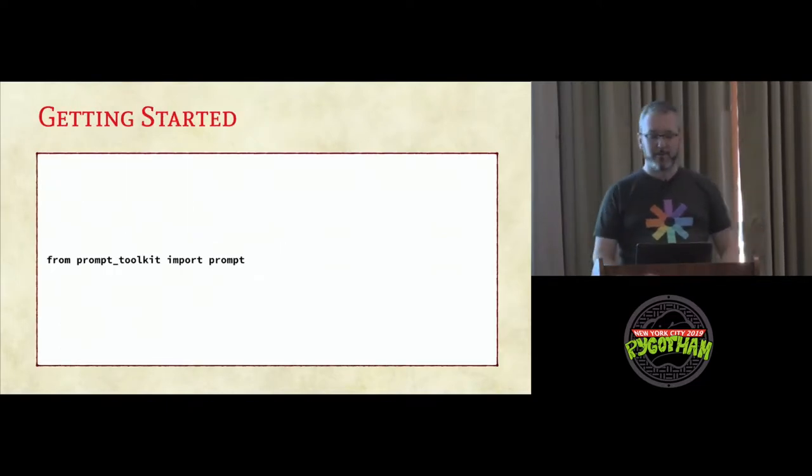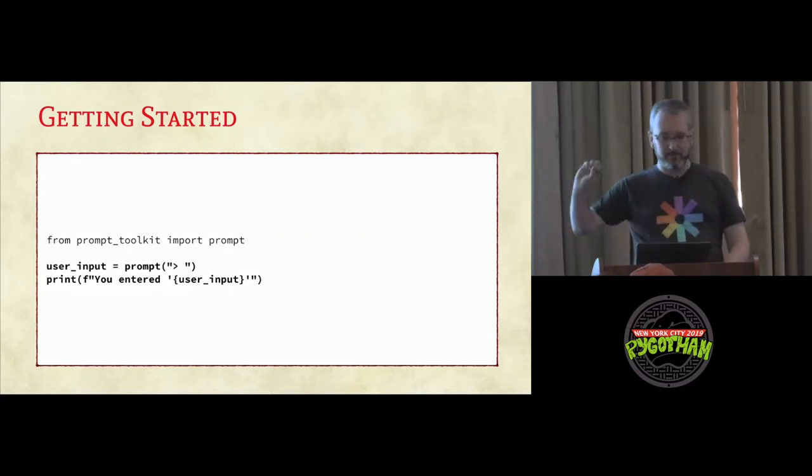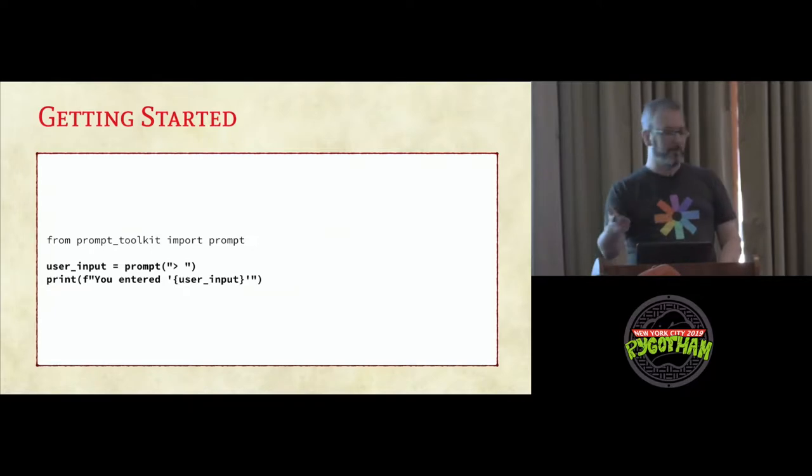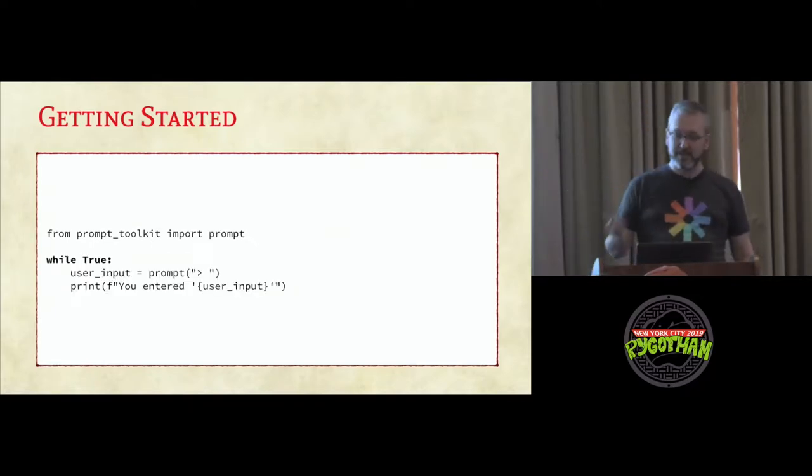So we need to import a prompt method from Prompt Toolkit. And all we have to do is ask for some user input. We ask it for prompt. The string that's in quotes there is what gets displayed in the terminal. And then let's echo it back. And let's wrap that in an endless loop so that we can keep taking those commands until we're done playing.